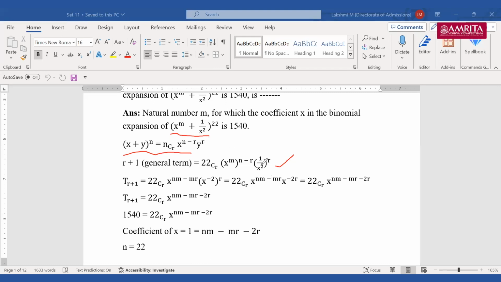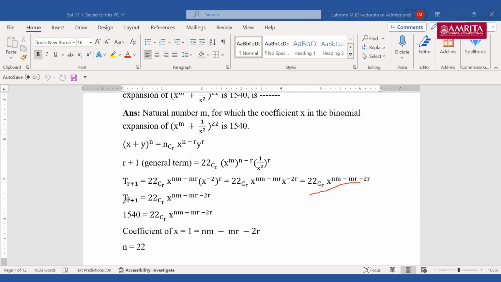Now this is x raised to minus 2r. This is x raised to (m minus r). So you can expand this term. When you're expanding this term, it will be 22Cr x raised to (22m minus mr) into x raised to minus 2r. So x raised to m, x raised to n, so this will be x raised to (nm minus mr minus 2r).